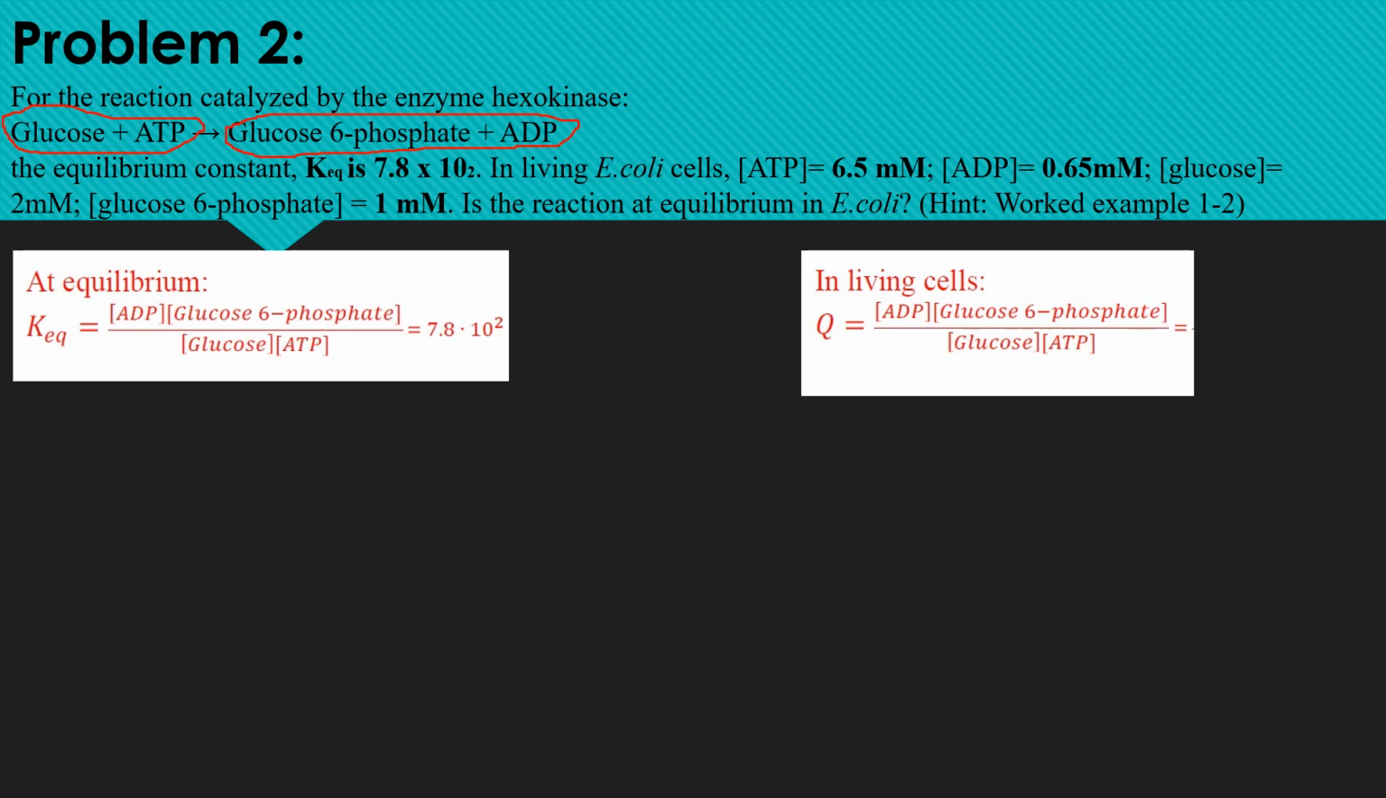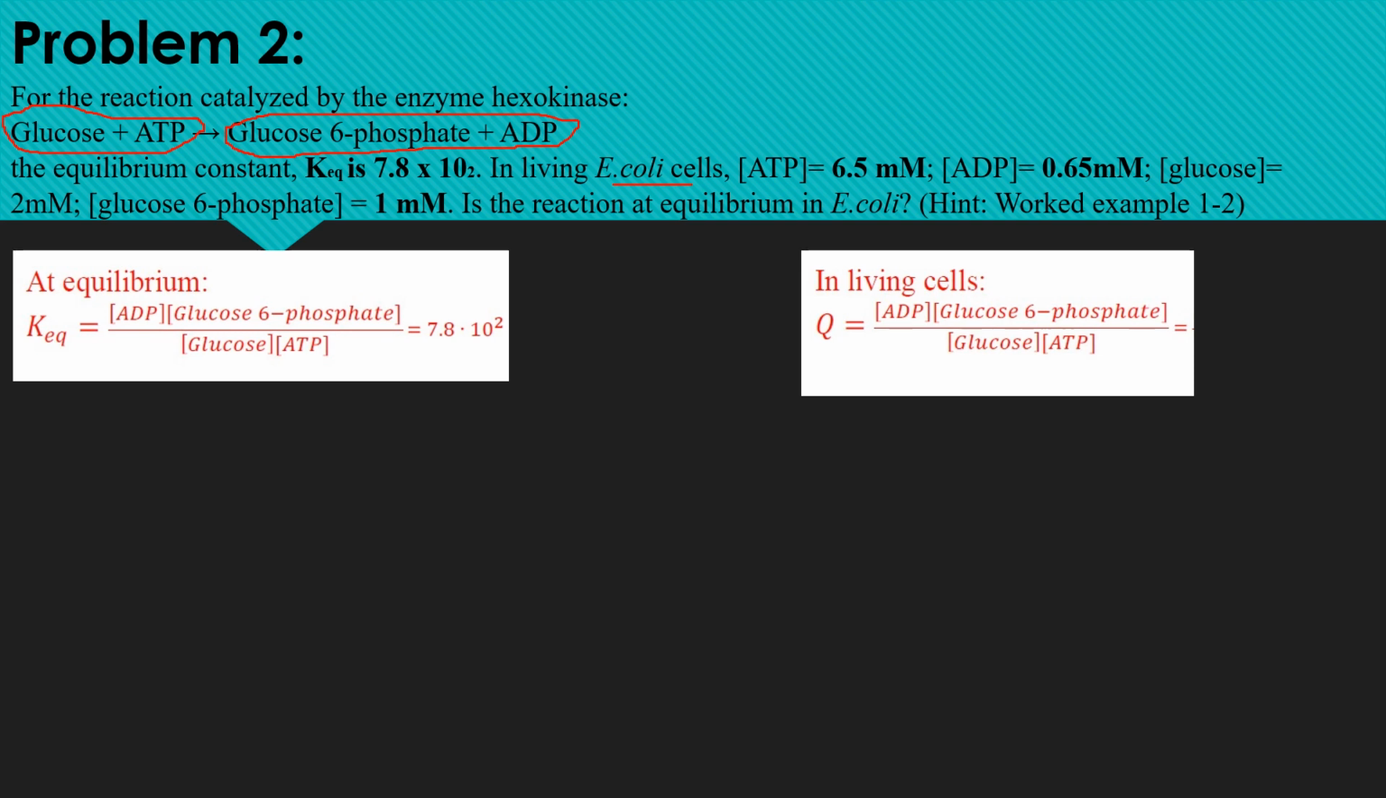In living cells and living E. coli cells, the ATP concentration is 6.5 millimolar. The ADP concentration is 0.65 millimolar. The glucose concentration is 2 millimolar. And the glucose 6-phosphate concentration is 1 millimolar. So you have 2 reactants and 2 products, and they've given you the concentration of everything.